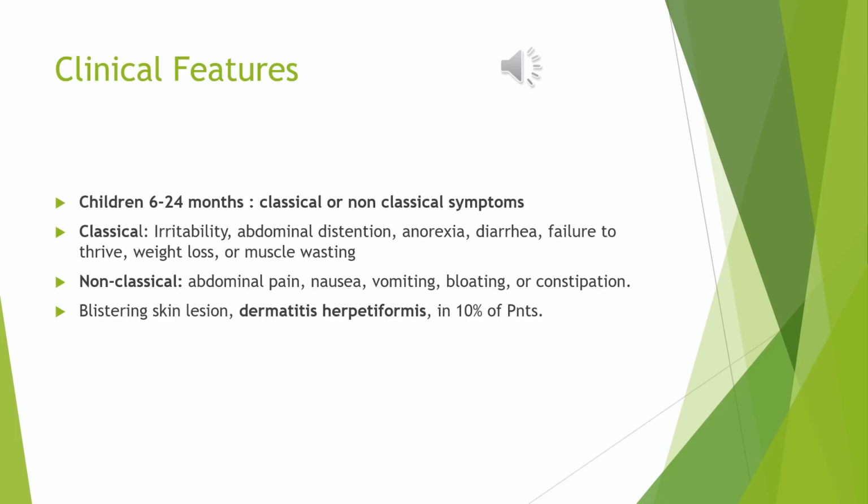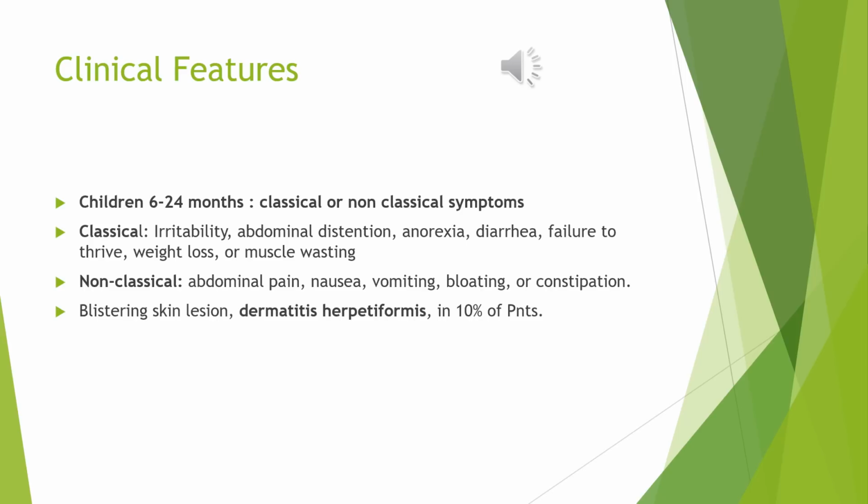Failure to thrive is an important manifestation of celiac disease in kids. That is, failure to gain weight due to the malabsorption of carbohydrates and proteins, and the decrease in the metabolic or anabolic functions of the body. Also, sometimes weight loss or wasting of the muscles. So all of these are classical symptoms.